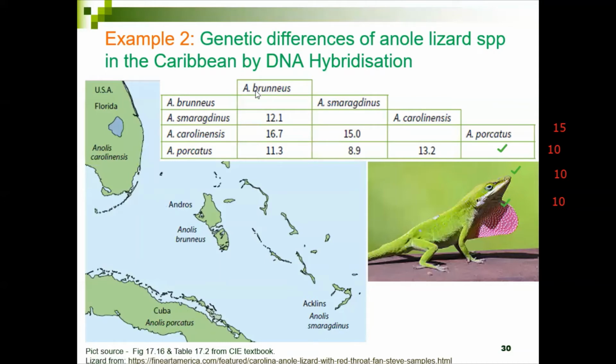Okay, that's why you see this one is very different with these two, but it's more similar to this. That means A. brunus is located here. He's very different from this and this, but still very similar to this. Okay, so this is how we can look at the data and actually explain how it works. So therefore, these three species have arisen from the original ancestral species in Cuba.